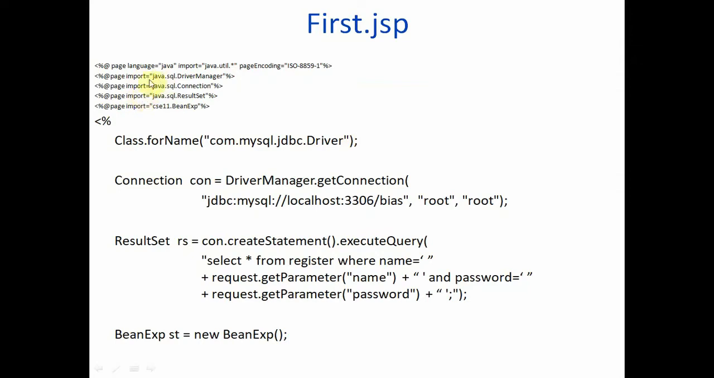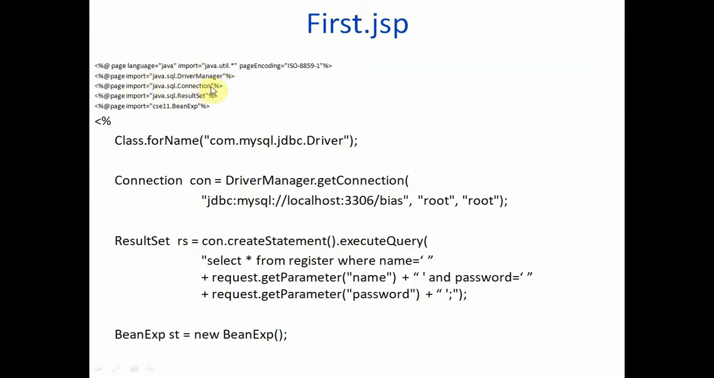We will write here the required header files, the required namespaces. Like we have written here, page language equals java, import java.util. We need the util package and the encoding, and then we are writing the Java page import, because this is a JSP statement. So this is a JSP program, and we are writing JSP code. Here we are writing page language and page import.